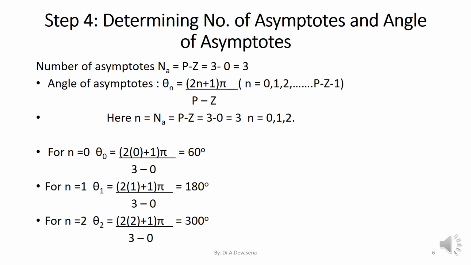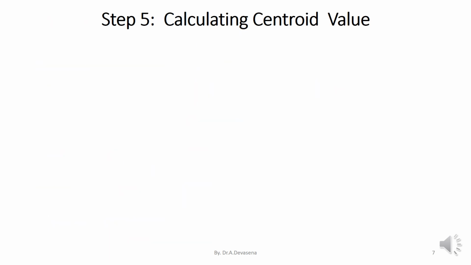That is theta suffix 2 is equal to 2 into 2 plus 1 into pi divided by 3 minus 0. Its value is 300 degree. Now we are going to calculate the centroid value. Centroid is a point where the angle of asymptotes intersects on the real axis.